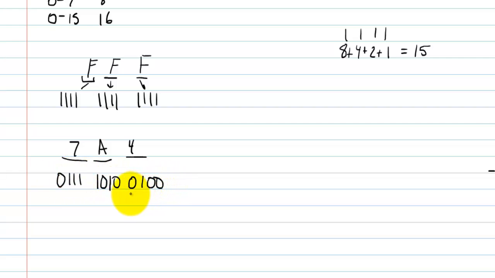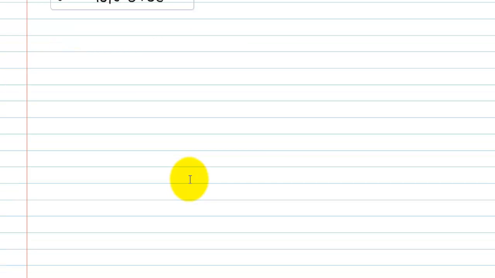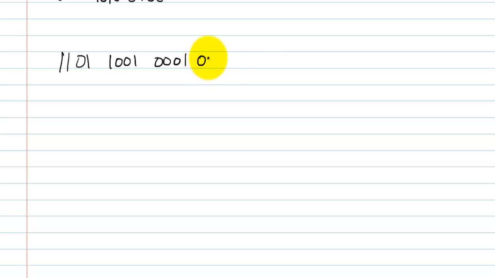Okay, so now let's go ahead and take a binary number and convert it into hex. So if we have, let's say, 1101 1001 0001, then, let's see, anything else? 0011, just for fun.